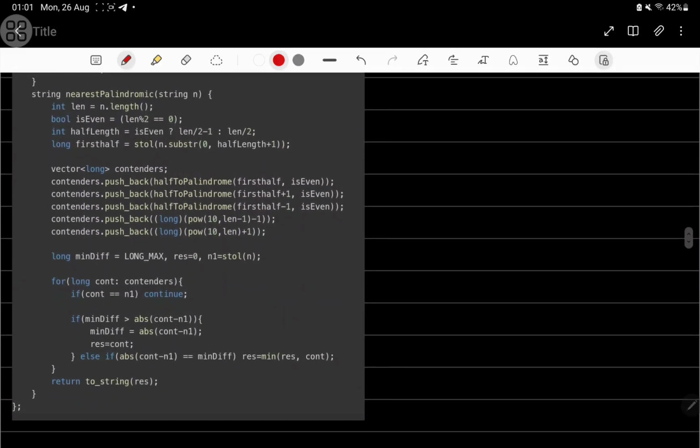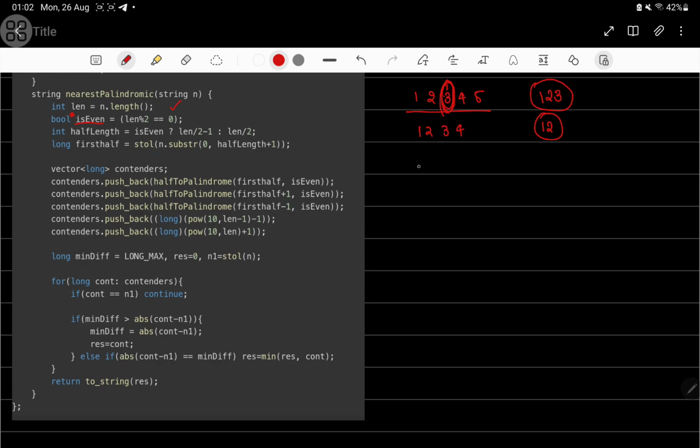So in the code, we take the length, and we take one more variable, is even, to determine if it was an even length variable or an odd length variable. An even length variable will have 1 2 3 as my first half, but an odd length variable would only have 1 2 as my half, without the middle one, which is common to both parts. To account for that, we'll take is even.